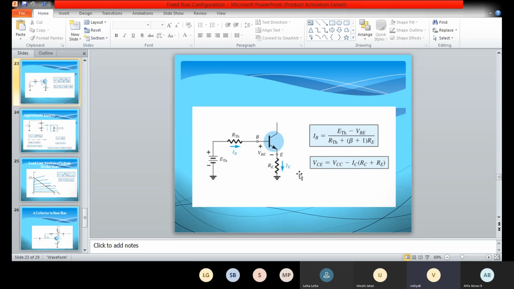What about VCE? This comes from the collector emitter loop. Collector side resistance will be there, RC. By considering that, VCE is equal to VCC minus IC open bracket RC plus RE close bracket.